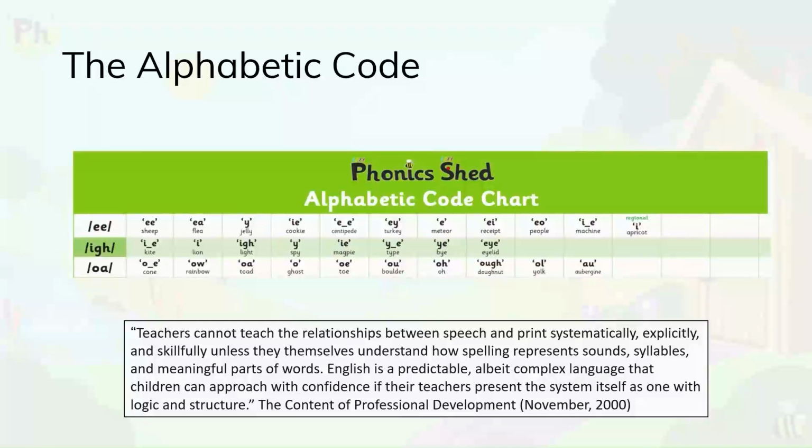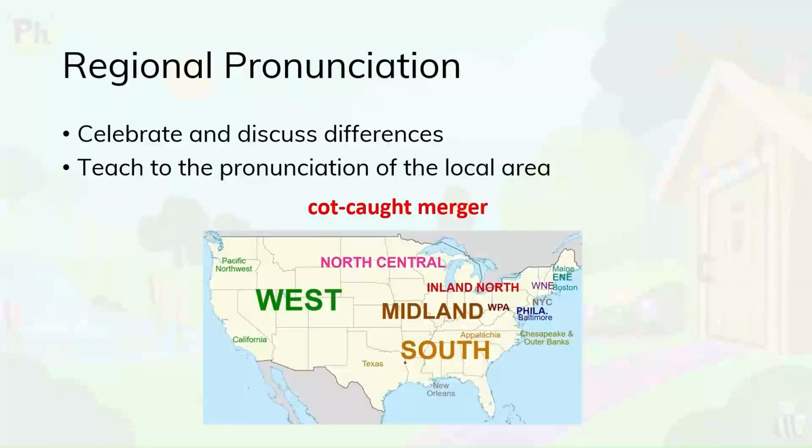There are some parts that are marked as regional on the alphabetic code chart. However, you might still find that you pronounce things differently to how we have recorded it here. Don't worry, this alphabetic code chart is not fixed. It's not a set in stone document. Regional pronunciation is important to consider. We must be celebrating and discussing the differences with children because they'll probably pick up on the slightly different sounds from the different regions. It's important to teach the pronunciation of the local area that you're teaching in.